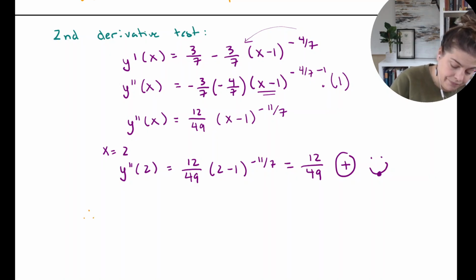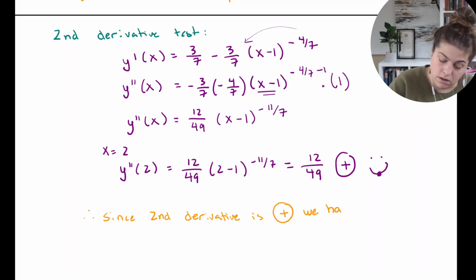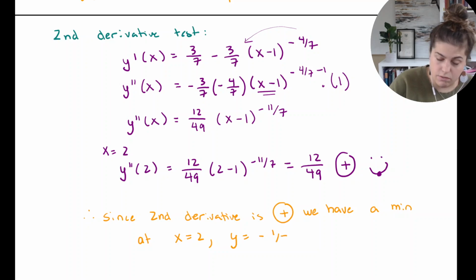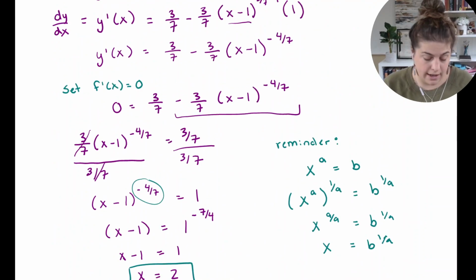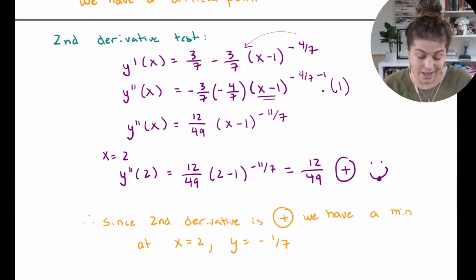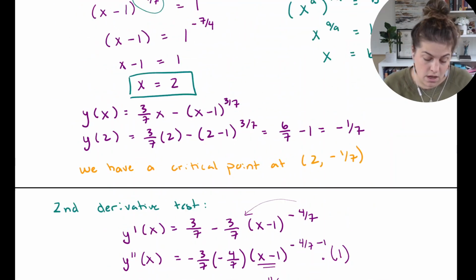So that means since our second derivative is positive, we have a minimum at x equals 2, where y equals that negative 1, 7. And this is where most students would be like, look, there was one critical point and I figured out what it was. Whenever there's just a single critical point, that would actually mean that it's a global minimum. And they would say, hey, this is a global minimum, and they would move on. And that's not going to be right here, okay?